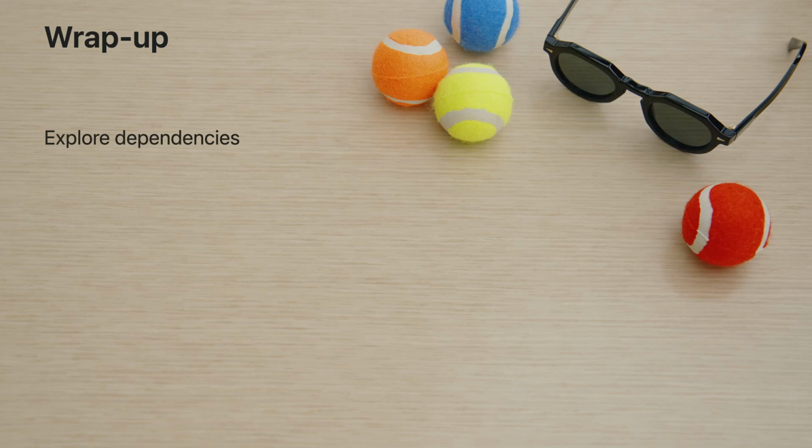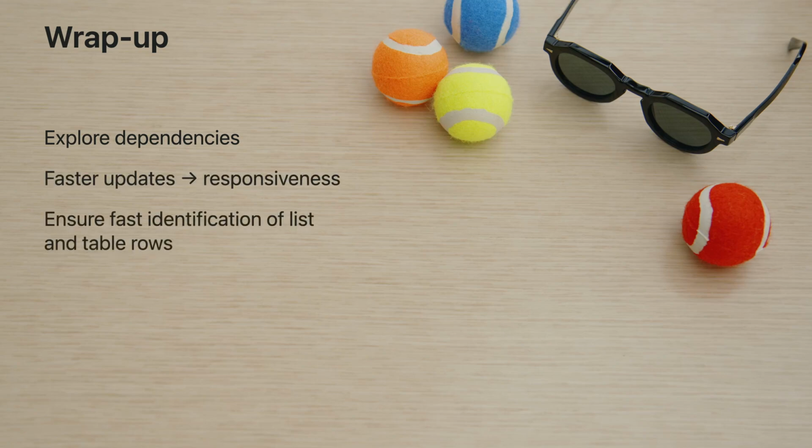We've covered a lot today. We started with exploring the graph to understand dependencies and optimize them. Then, we looked at slow updates and how to improve responsiveness. And finally, we discussed the importance of identity with lists and tables. With the right mental models, you can easily have great performance from the beginning of the development process, which lets you focus more on the details of your app. Thanks for watching.